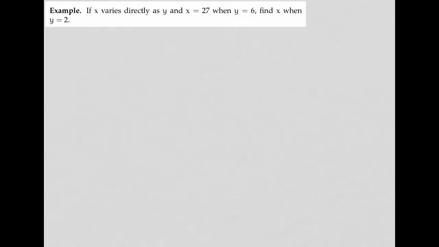Let's look at the first example. If x varies directly as y, and x is 27 when y is 6, find x when y is 2. So x varies directly as y. This translates mathematically to saying y equals kx for some constant k.